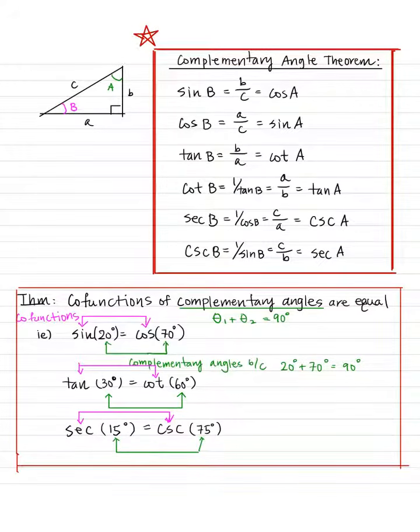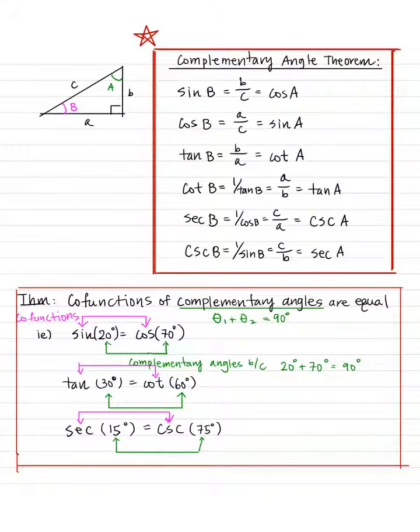The next topic is the complementary angle theorem and also the cofunction of complementary angles theorem. All right, so let's first go with the complementary angle theorem, which I drew out for you already. So suppose you're given the right triangle. Now, we're going to have two angles, angle B and angle A. Angle B is sandwiched between little a and c. Angle A is sandwiched between little c and b. So keep that in mind.